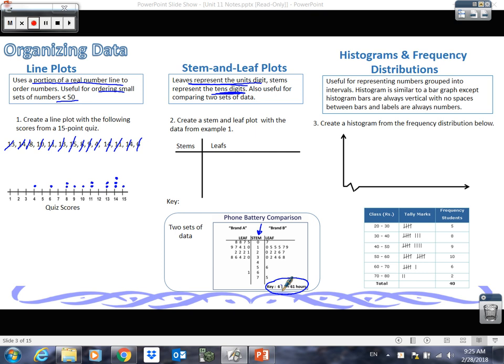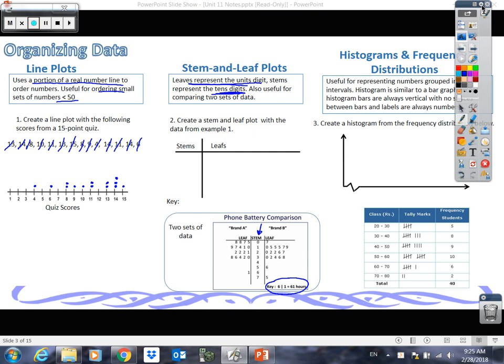Okay, so let's build a stem and leaf plot. We're actually going to use the data from number 1.